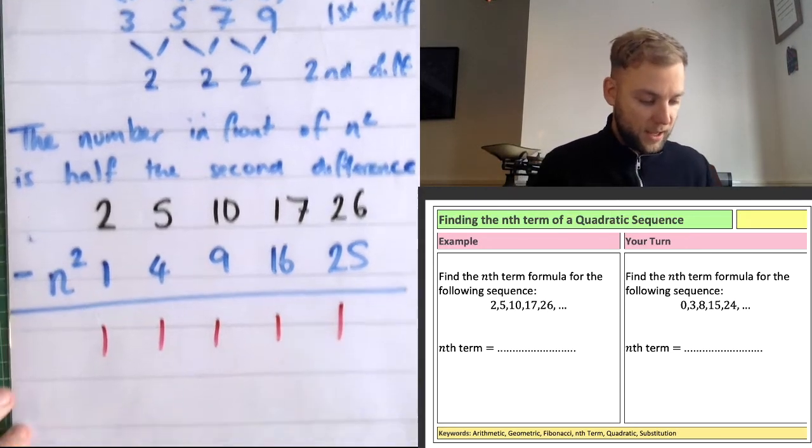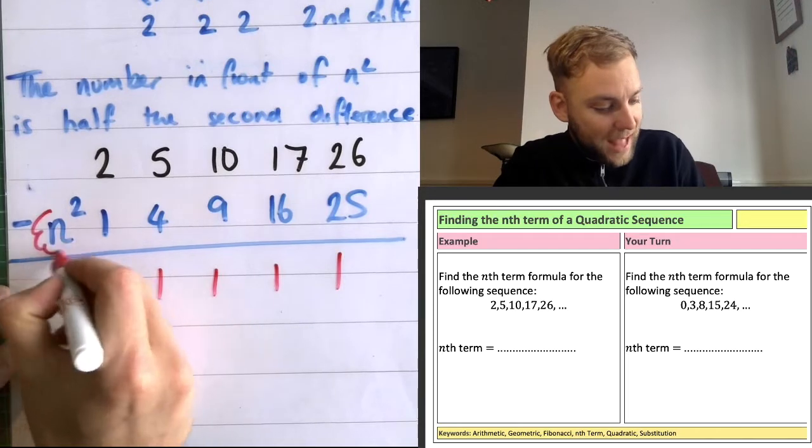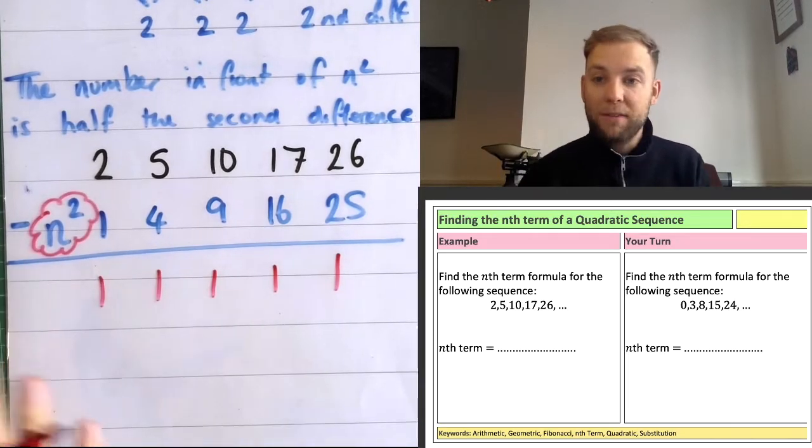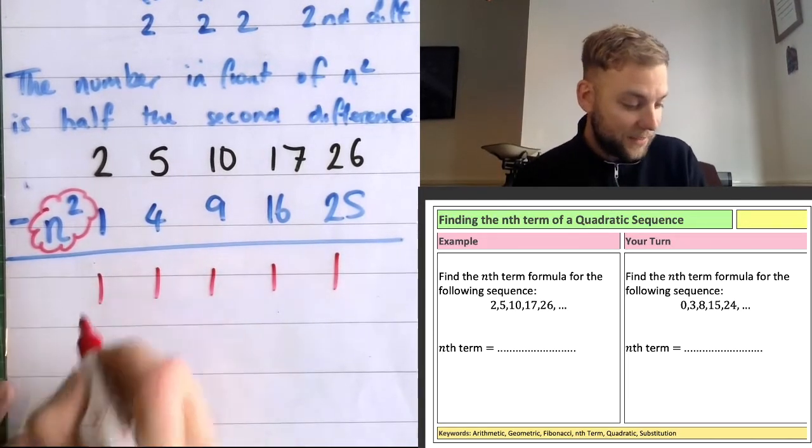So with this one, I know that I've got the n squared, and the only thing which is left is this one.